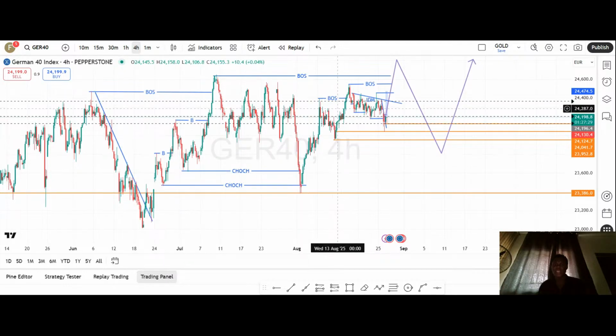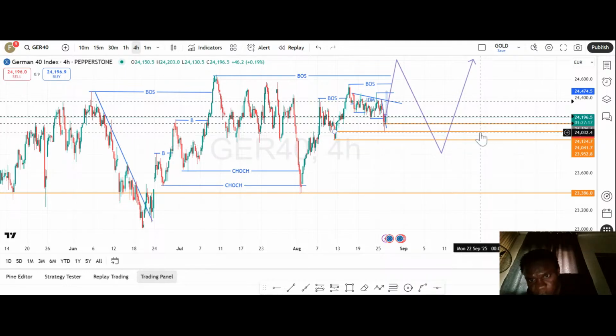So all these are internal break of structure, internal break of structure, internal change of pattern, internal BOS, and another internal BOS, and then change of pattern down below. I hope I've explained that better.